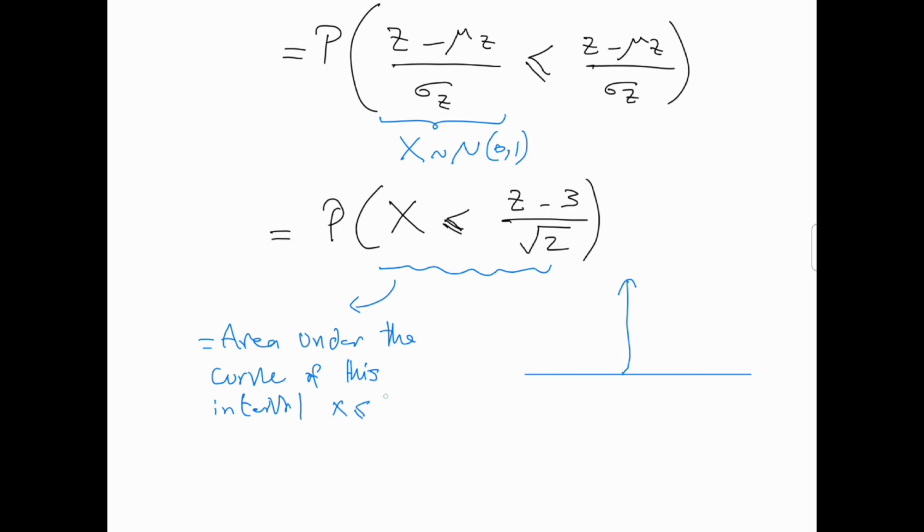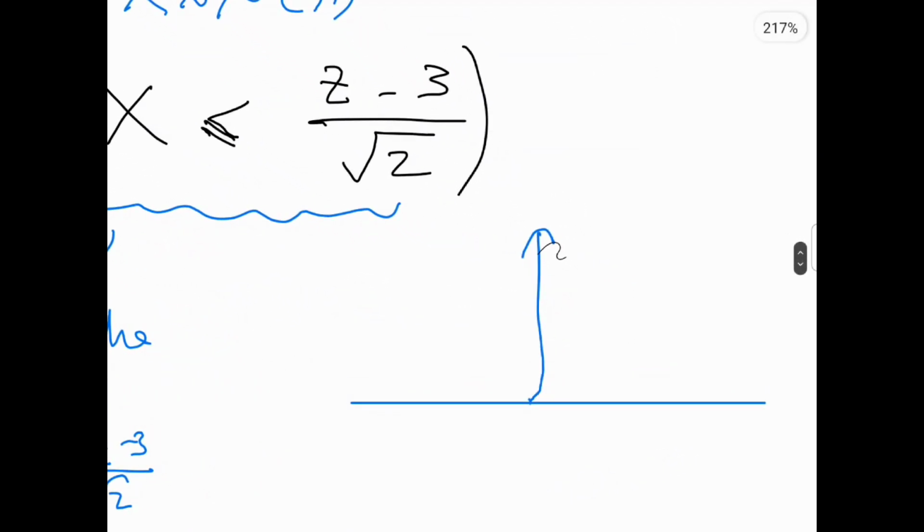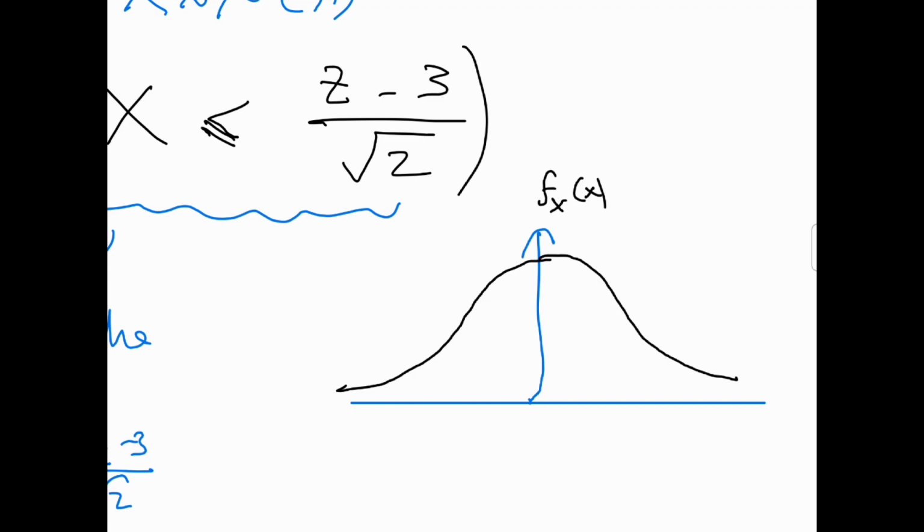X less than or equal to z minus 3 divided by root 2. So in this case, if you sketch the Gaussian variable PDF, that's f_X of little x, and let's say this is the point z minus 3 divided by root 2, and we are concerned about this probability, which represents the area under this curve.